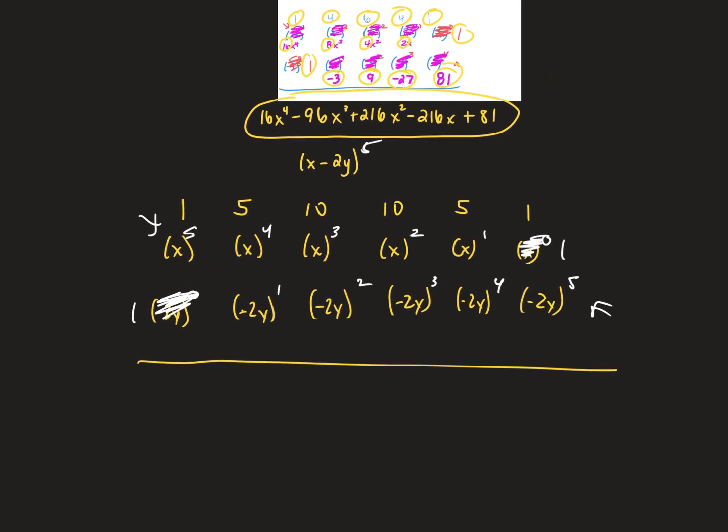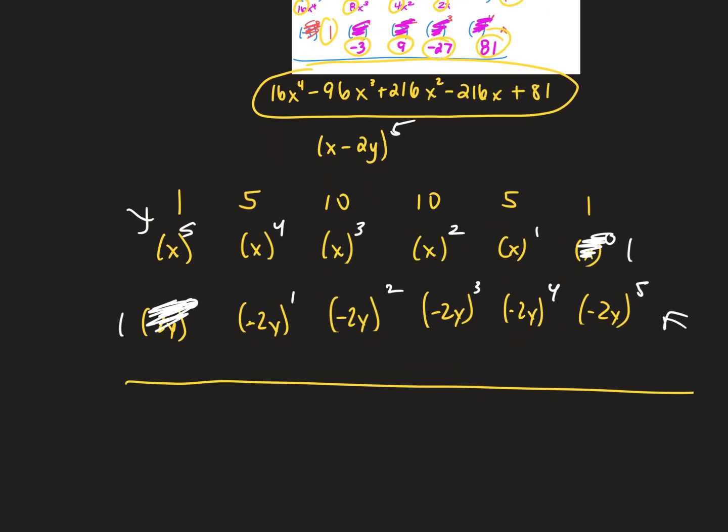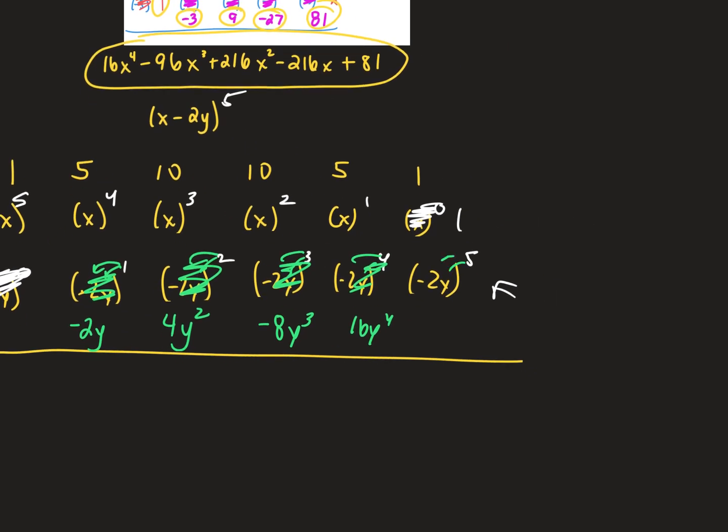Now, I think it's a really good idea, guys, if you go ahead and distribute those exponents. I don't have to do anything with my x, because it's just one singular term, but I'm going to say, okay, this negative 2y is going to become positive 4y squared. This is going to become negative 8y cubed. This is going to become 16y to the 4th. And this is going to become negative 32y to the 5th.